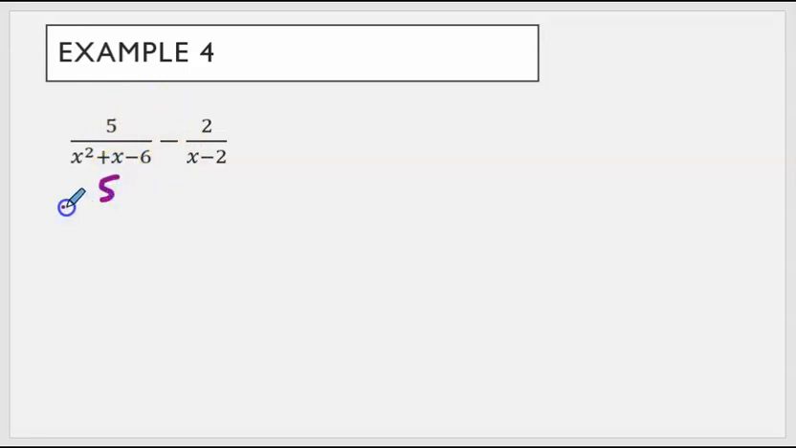Now for the fraction on the left-hand side, 5 cannot be factored, but the denominator of this fraction can. This is a trinomial, so we want the two numbers that multiply to -6 but add up to +1. So I should get x plus 3 and x minus 2. Now the fraction on the right-hand side cannot be factored.